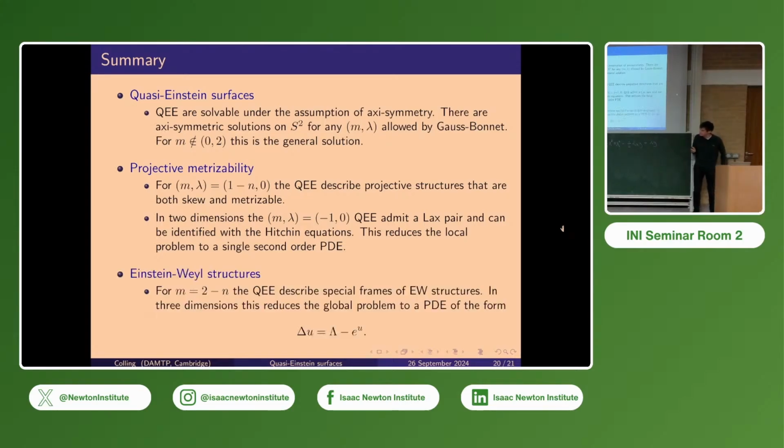And then finally, there's another value of m, which is related to the Einstein-Weyl equation. So here, the equation describes special frames of Einstein-Weyl structures where this function capital Lambda is a constant. And so assuming compactness in 3 dimensions, using this Gauduchon frame, you can reduce the problem to a single PDE of this form. Now, before I finish, I would like to mention that I'm still very much looking for other geometric contexts that could lead to Quasi-Einstein for different values of m. So if anyone has any ideas, I'd be very interested to hear about that. But with that, I reached the end of my talk. So thank you very much.